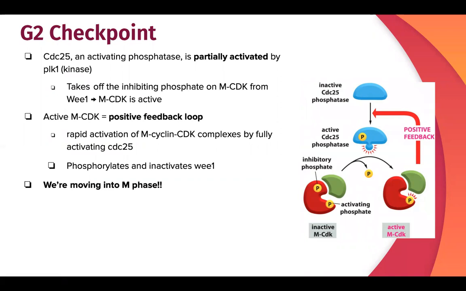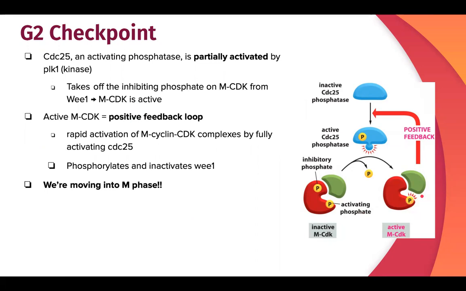After your CDC25, which is an activating phosphatase, is activated, it can go and take off the inhibitory phosphate so that now your entire M-cyclin CDK is active because all it has is this one activating phosphate.